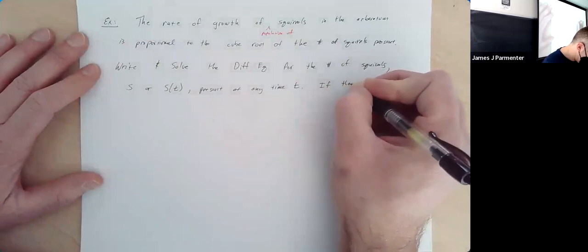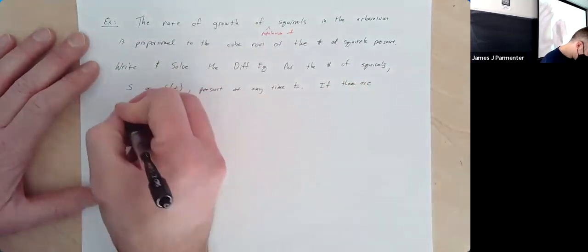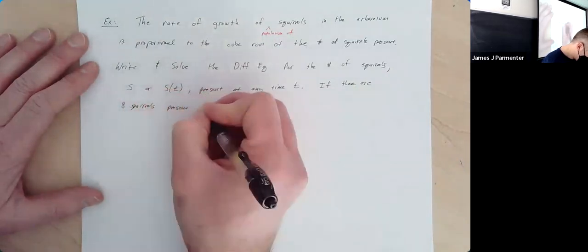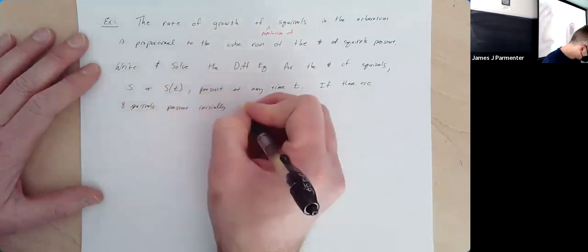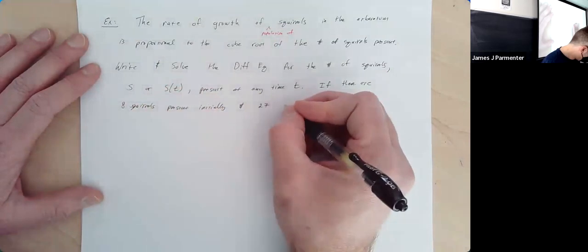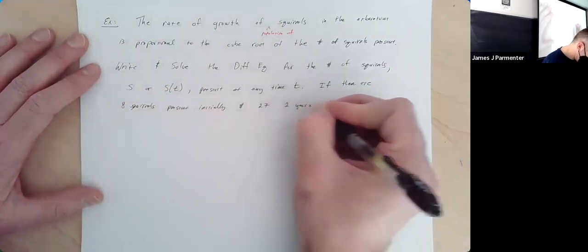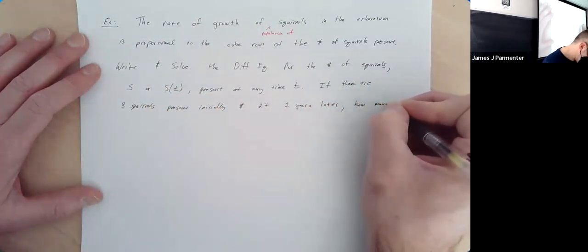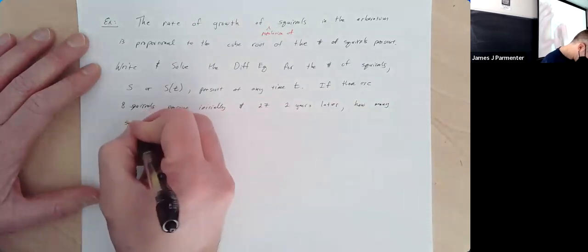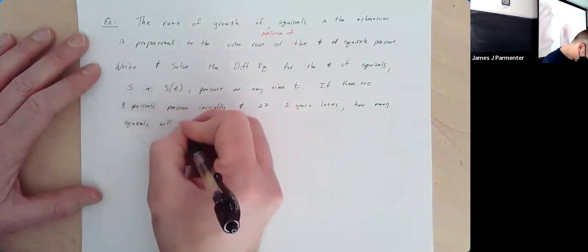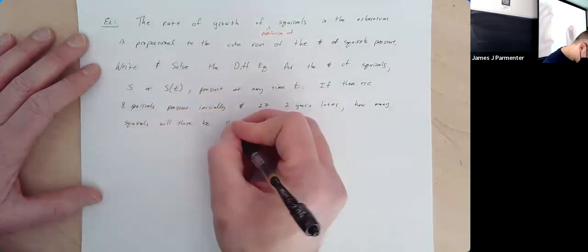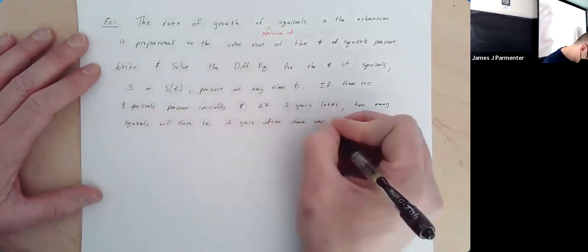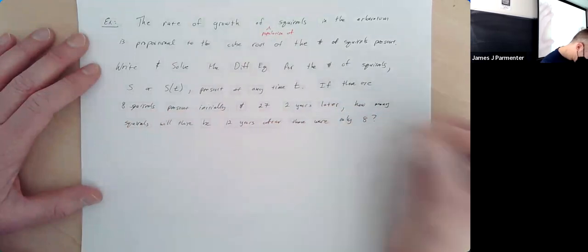If there are 8 squirrels present initially and 27 2 years later, how many squirrels will there be 12 years after there were only 8? Okay.